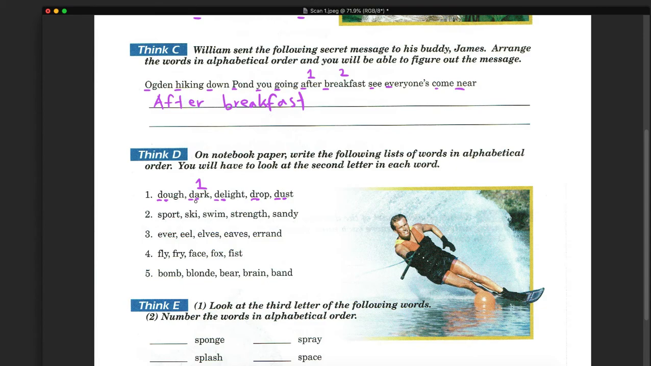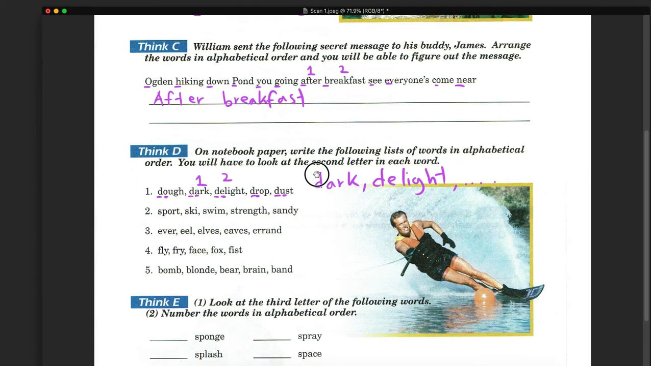And the second one, is there a B? There's no B words. No C words. D, nope. E, yep, right here, delight. So that goes second because E goes before O and R and U, right? Okay, so keep doing that. Once you're done numbering them in alphabetical order, you would write it down. Dark, delight, and so on.